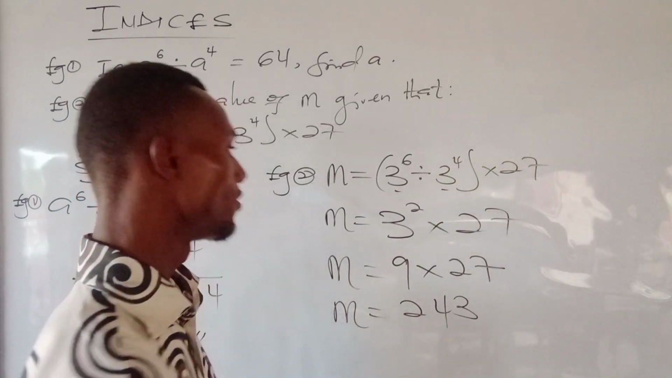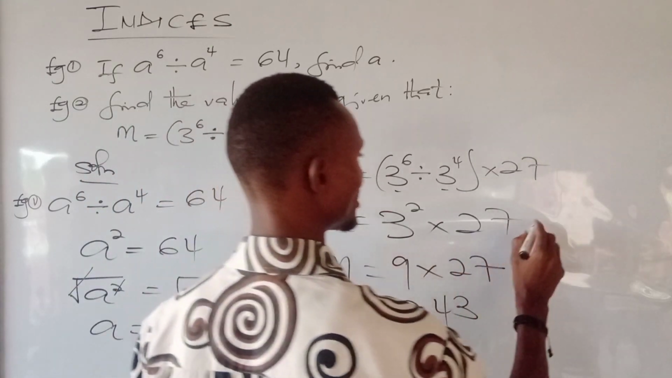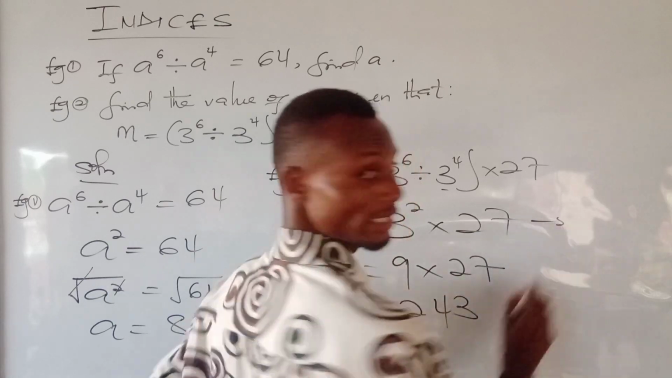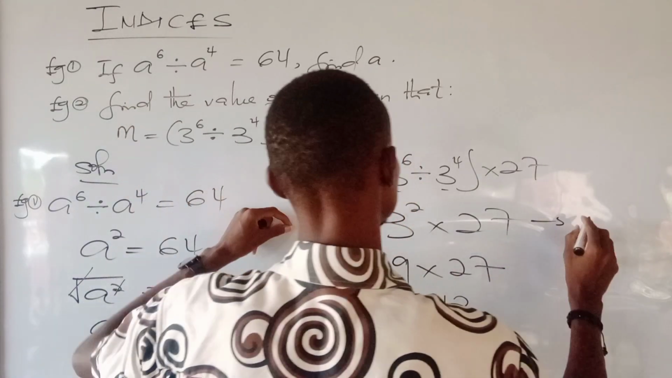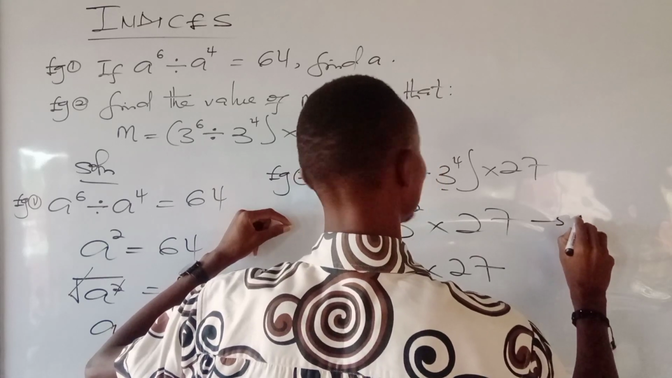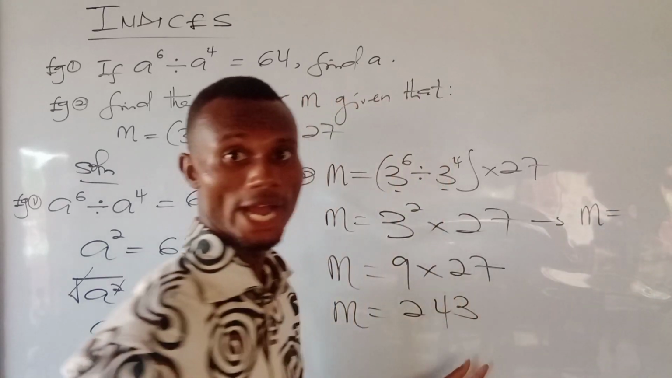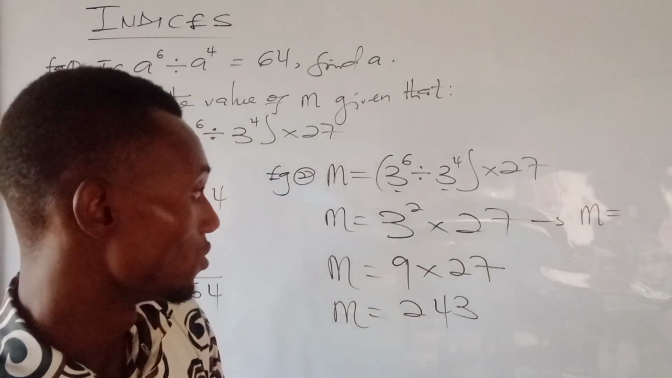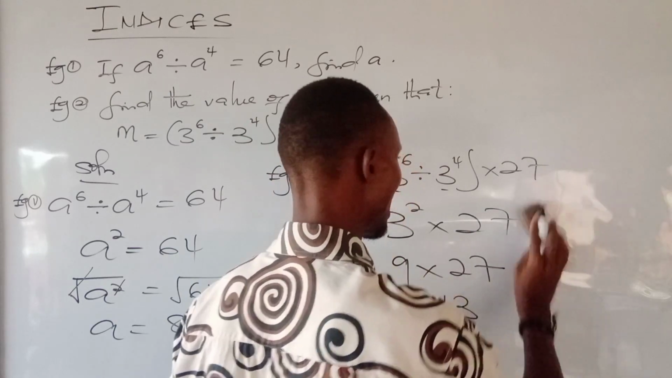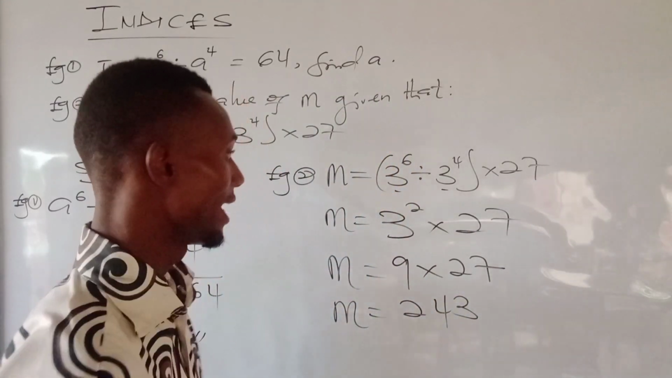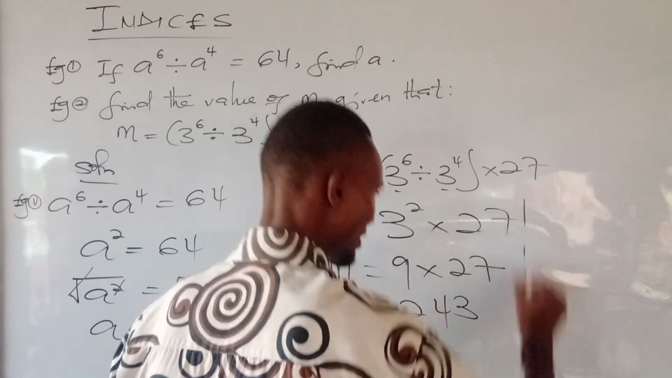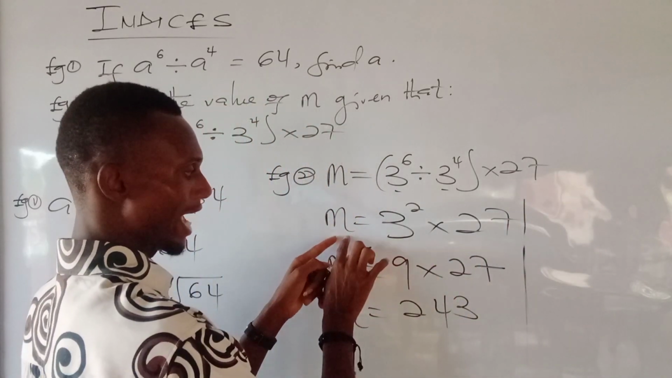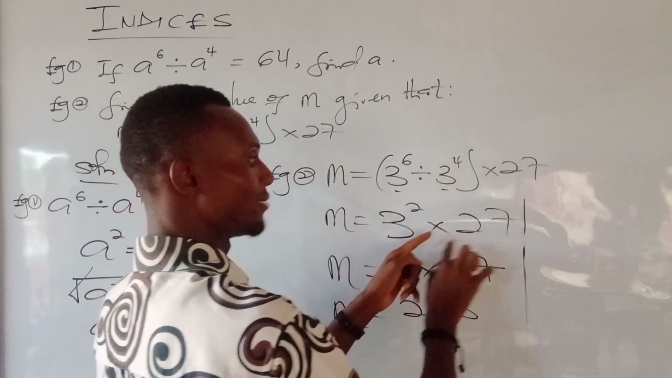That's the answer. Or I'm saying that from this side, you can do it another way. You can choose to do it as m equals... I want you to see it, so I'm checking very well. I think I have to write it in a way that you have enough space to see. So let me rule a line like this, so that you don't get confused. From this side, m equals 3 to the power 2 times 27.